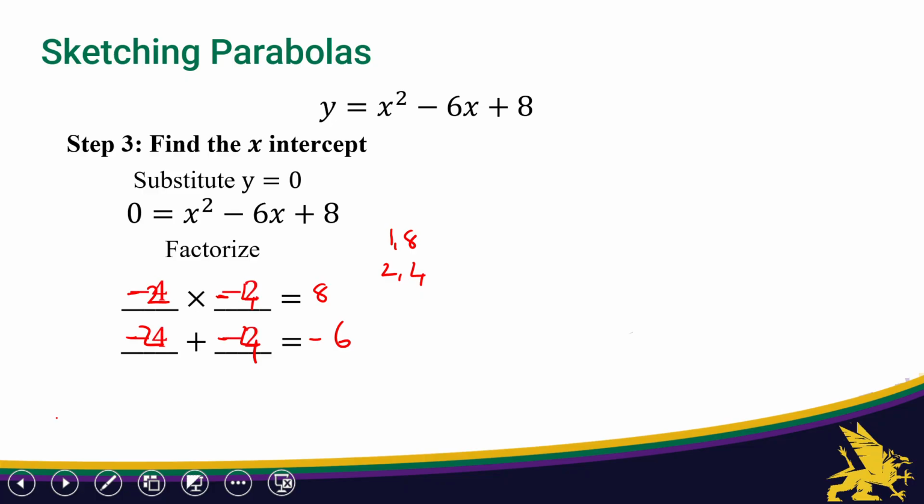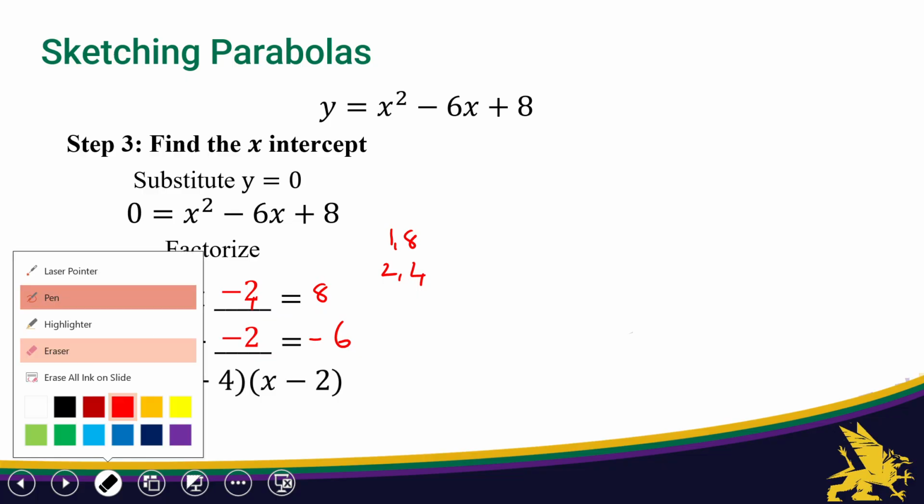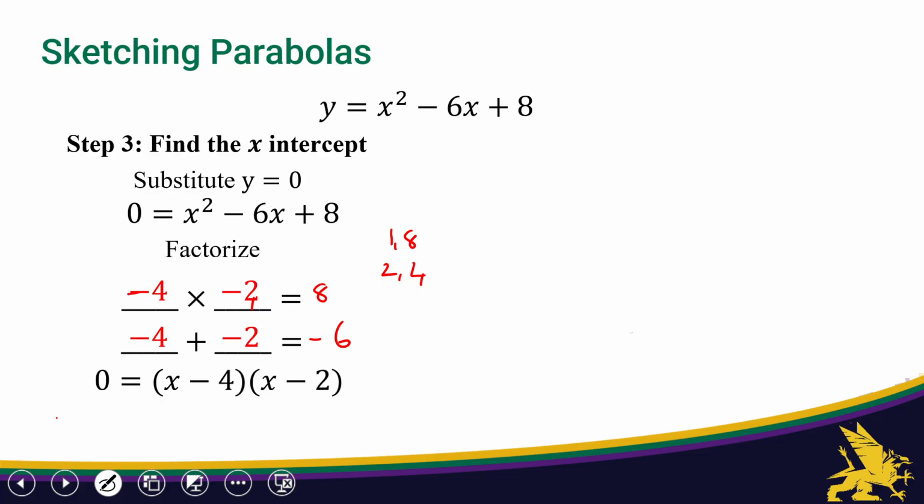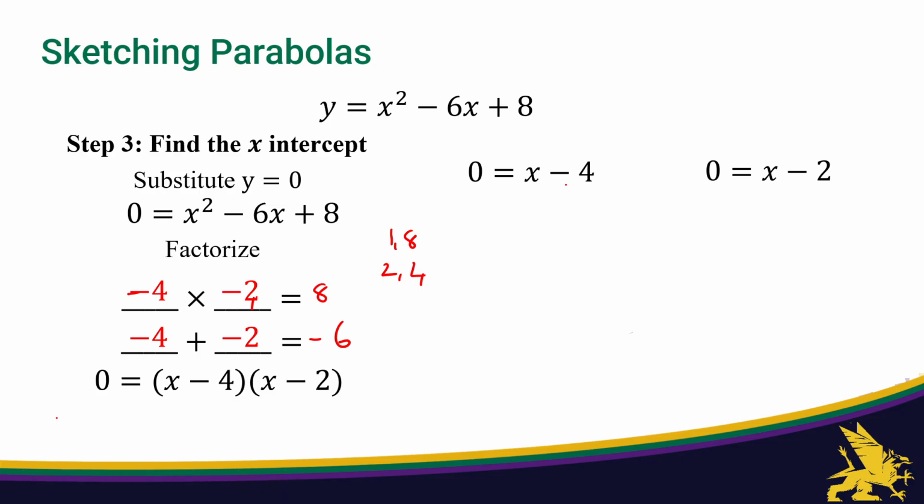Okay, now, if you already understand that and you know the relationship, then straight away you're able to go to the next step in factorized form. Otherwise, you can take the other route, which is just rewriting it and grouping. So now I've got x minus 4 and x minus 2. I've got two equations now. 0 is equal to x minus 4 and 0 is equal to x minus 2.